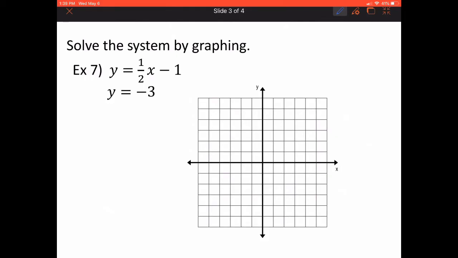All right, so let's practice graphing this system. So we're going to graph the system to find the solutions.